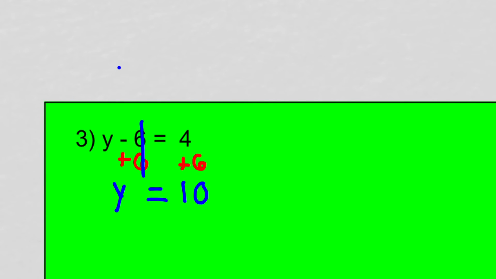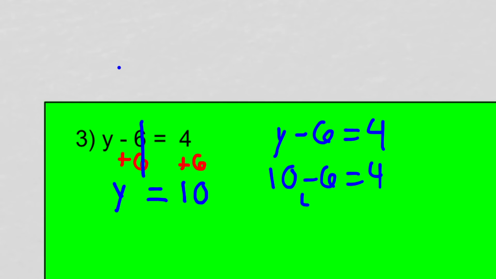To check that, I write down the equation again, and I replace the y with my answer of 10, and it should work out. Okay, 10 minus 6 equals 4. 4 equals 4. Both sides of the equation are correct. I know my answer is correct.